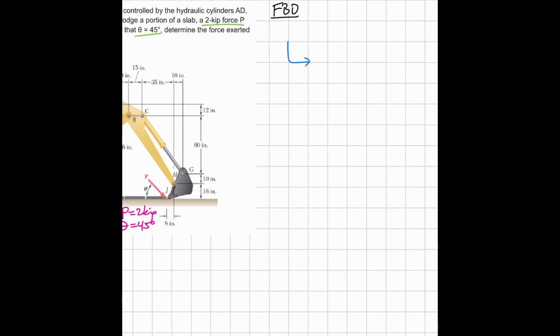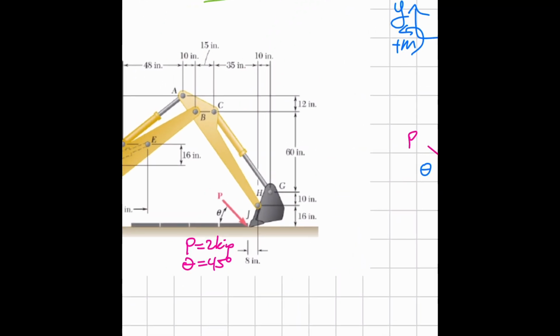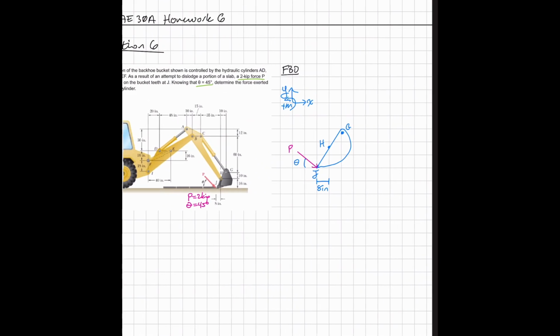So if we draw the free body diagram of the bucket itself, it would look something like this. Up to here, and then it would go around. And we've got H in the middle here, and G up here, and then J here. And so P is applied at J, just like in the picture that's given, with its 45-degree angle there. And then we have this 8 inches from J to H. And then we see that H is a pin support, so it'll have an X and Y reaction force.